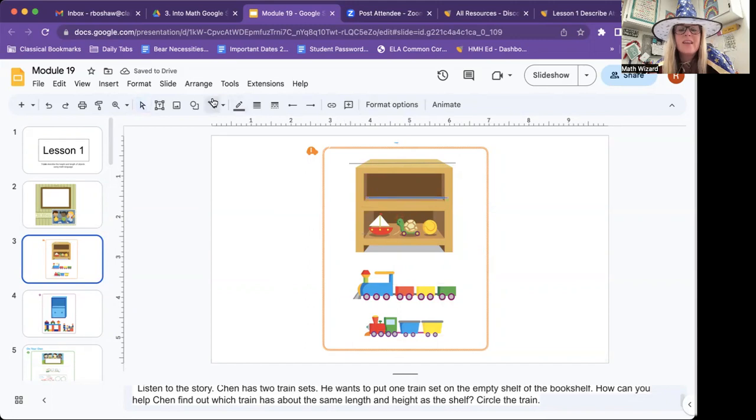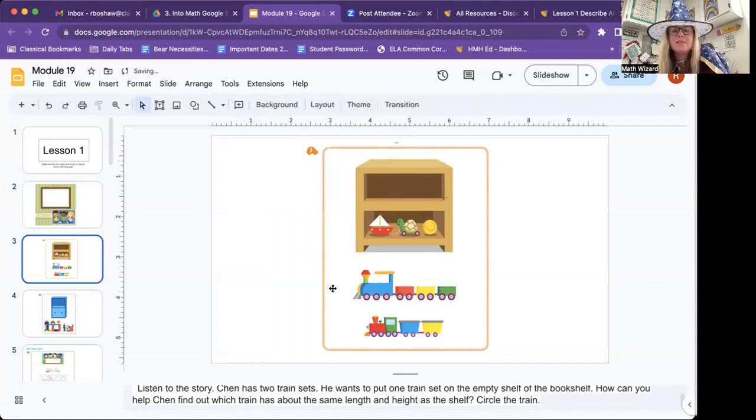So we figured out the length, but let's make sure the height works. Remember, the height is from top to bottom. Here's the top of it to the bottom. Let's move that up here and see. It does work. Yes. So we would circle this train, right? Because this train, what did you say? Its length was too great. It was too long. You're right.